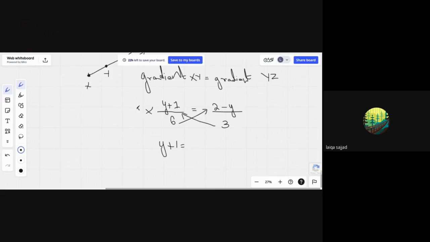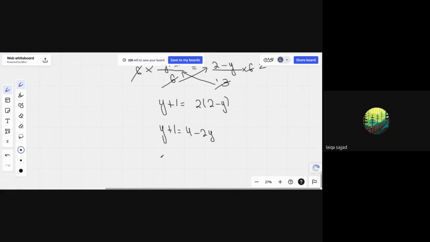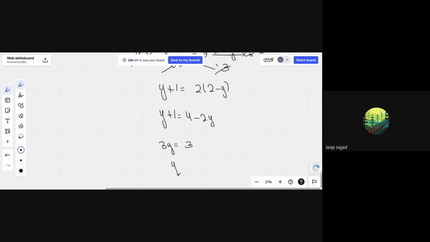If I multiply this side by 6, the denominator is cancelled. And if I multiply the other side by 6, it will give me 3 times 2 times the bracket, so it will become 2 into 2 minus y. So it will be simply y plus 1 equals 4 minus 2y. And then it will become 3y equals 3. And y will become equal to 1.